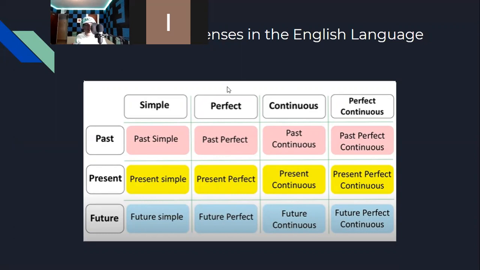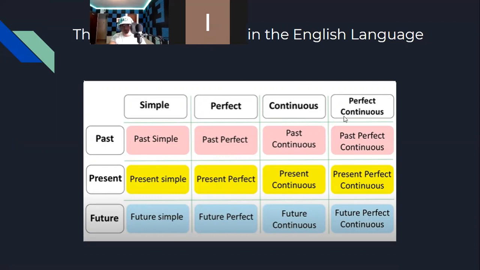So the homework for today is to write a sentence in each one and send it to me. If the perfect continuous is too complicated, you can send me the nine first verb tenses, which are past simple, past perfect, past continuous, present simple, present perfect, present continuous, future simple, future perfect, and future continuous. You can just send me those. And that's it for today's lesson.